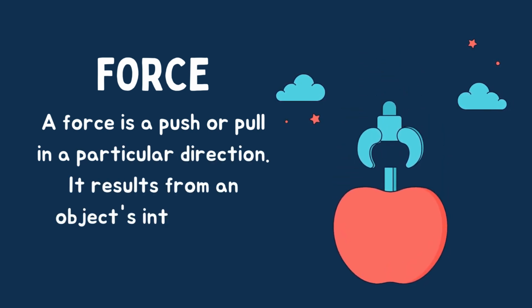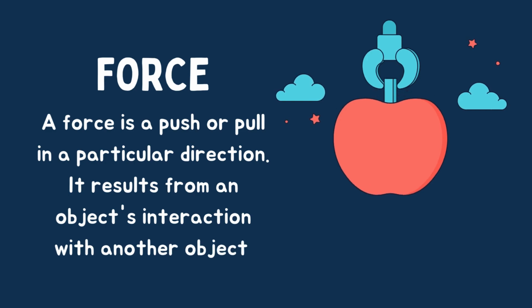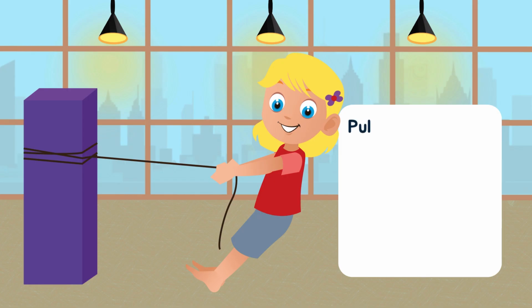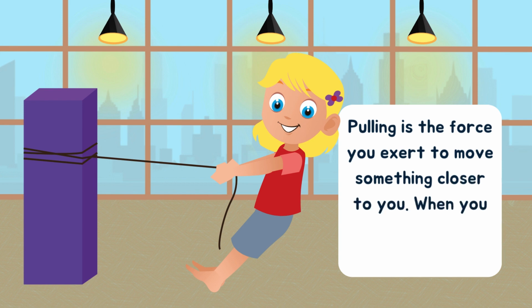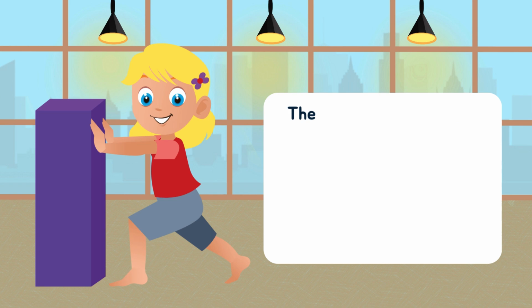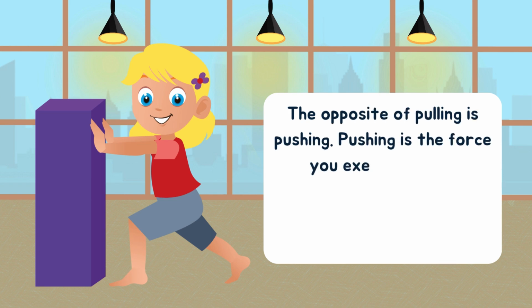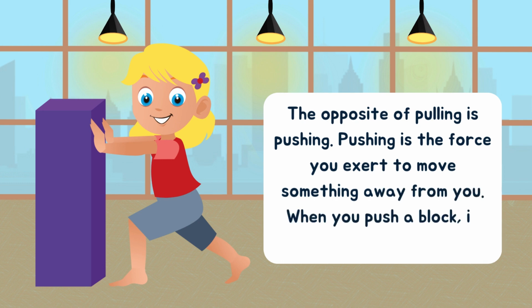It results from an object's interaction with another object. Pulling is the force you exert to move something closer to you. When you pull a block, it moves toward you. The opposite of pulling is pushing. Pushing is the force you exert to move something away from you. When you push a block, it moves away from you.